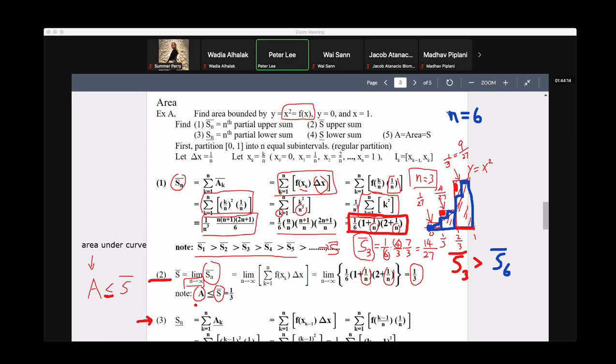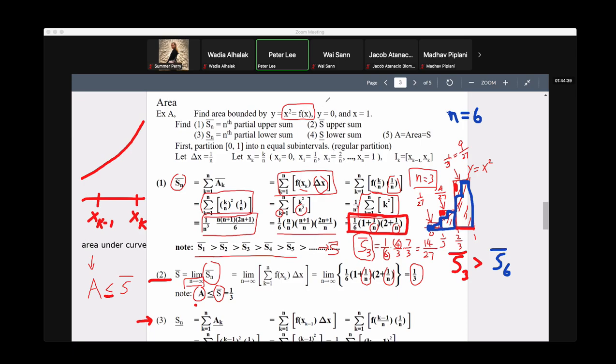Number 3 this time is this. Now we have an interval here, and this is x of k minus 1 up to x of k. This is the kth interval. Remember on this interval right here, we have a curve like this.